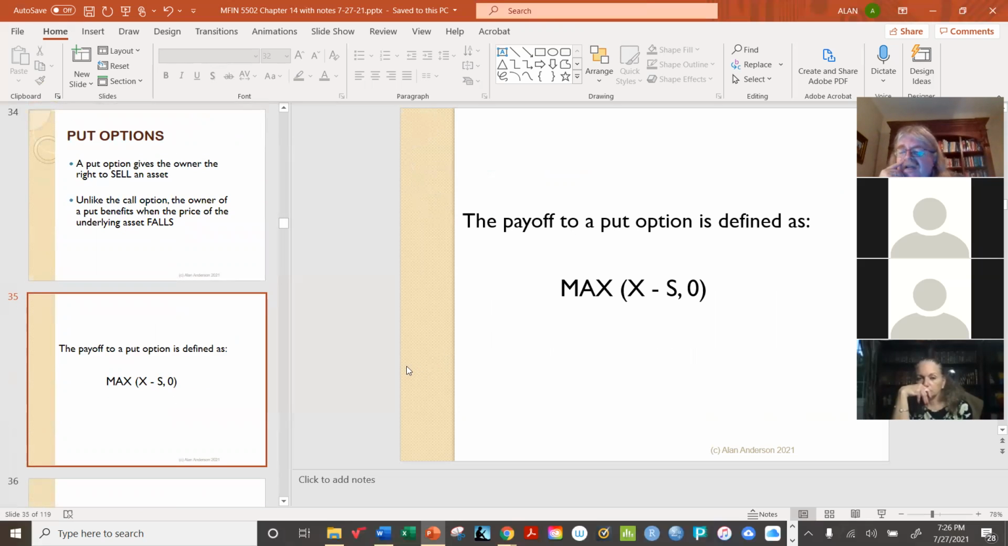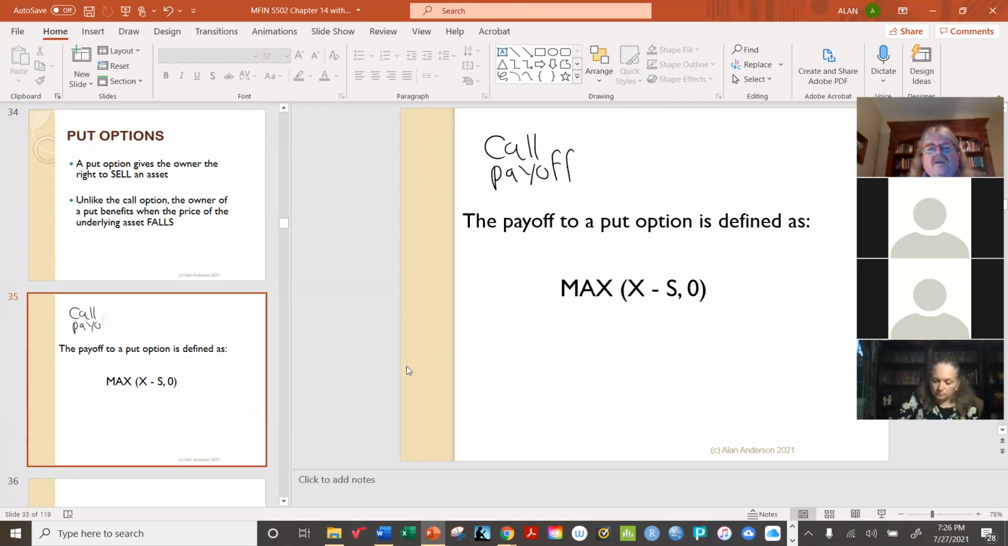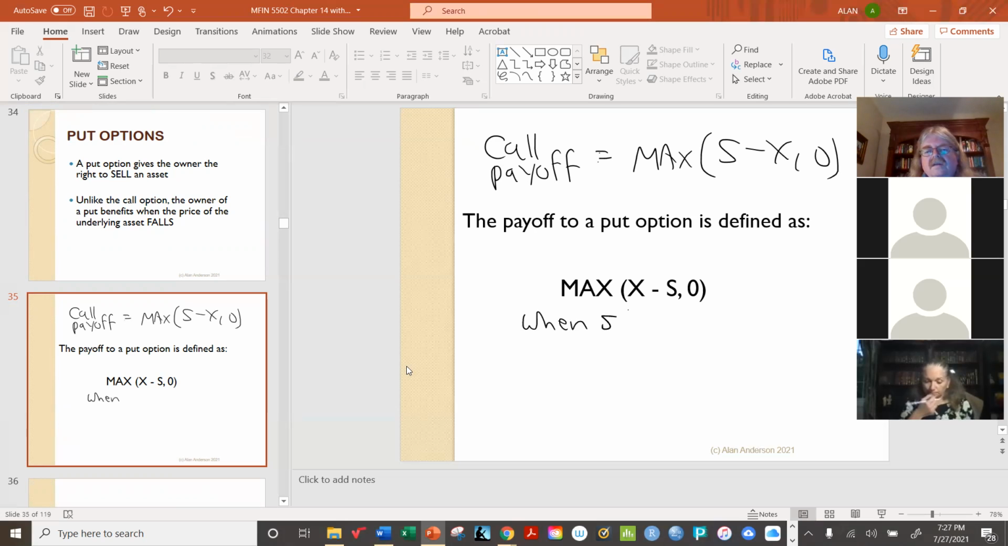And so it stands to reason that the payoff to the put is the reverse. Let me just put this back up here so you can remember. The call payoff is the max, or greater, of S minus X and 0. You can see we've reversed the X and the S. So when S falls, X minus S rises because your X is a constant and you're subtracting a smaller number from it. Therefore, it goes up.